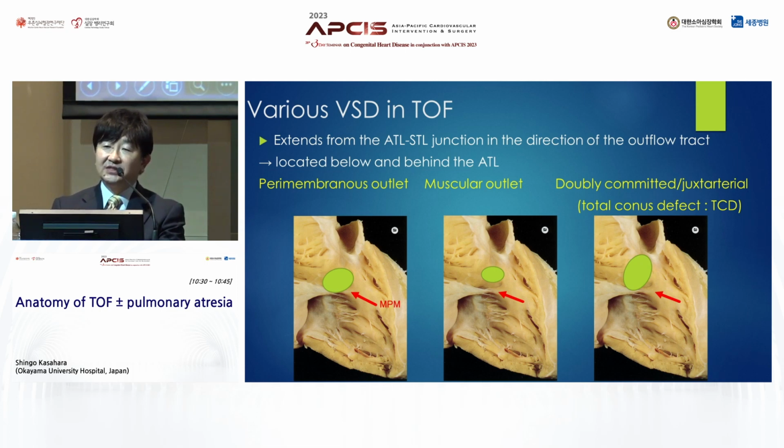So, the various VSDs: tetralogy of Fallot, perimembranous VSD and the outlet. The landmark is the medial papillary muscle. Where is the medial papillary muscle? So: muscular outlet, doubly committed, and the subarterial type. Why do we need to know about this? Because of the conduction tissues. The perimembranous outlet is a little bit close to the margin of the VSD. The muscular outlet is a little bit away from the margin of the VSD. More away from the VSD margins are the doubly committed VSDs.